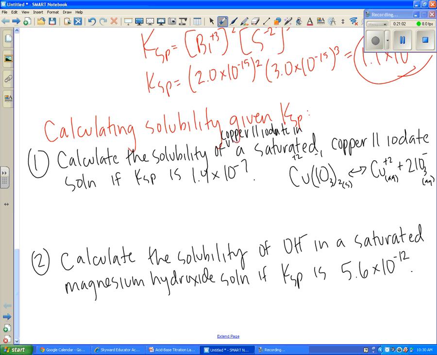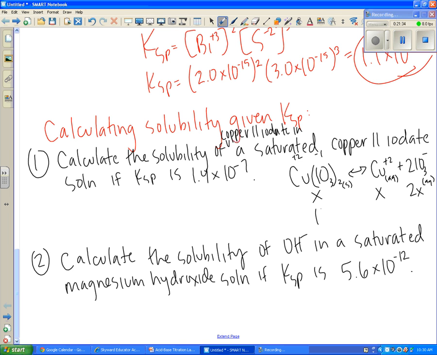And we want to know the solubility of the copper 2 iodate. So that's X. Well, what are the concentrations of the copper 2 and the iodate ion relating to X? What's the concentration of the copper 2? Isn't it the same as this because this is a 1-to-1 ratio? So wouldn't this also be X? And what would this be? 2X.